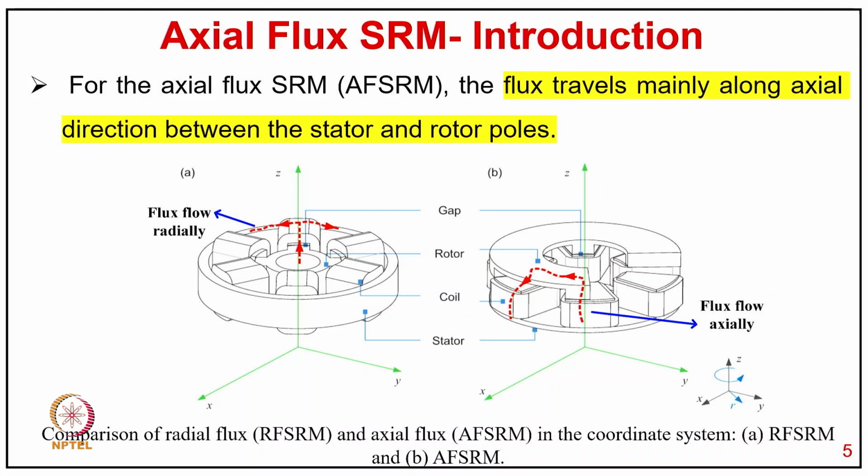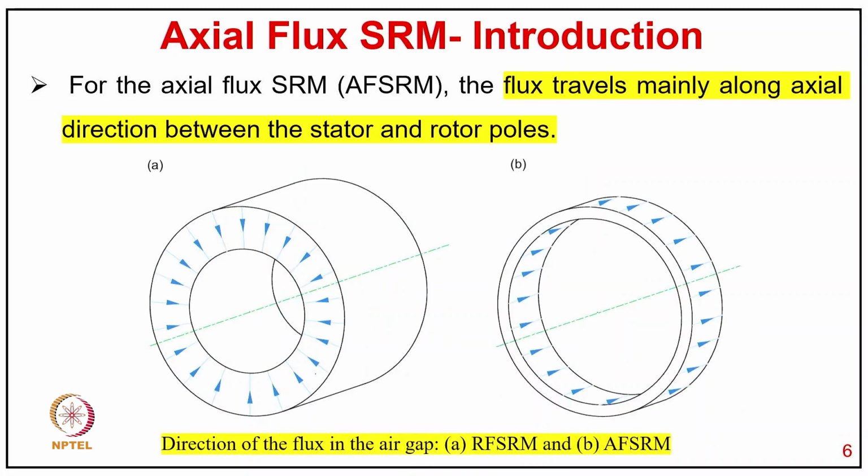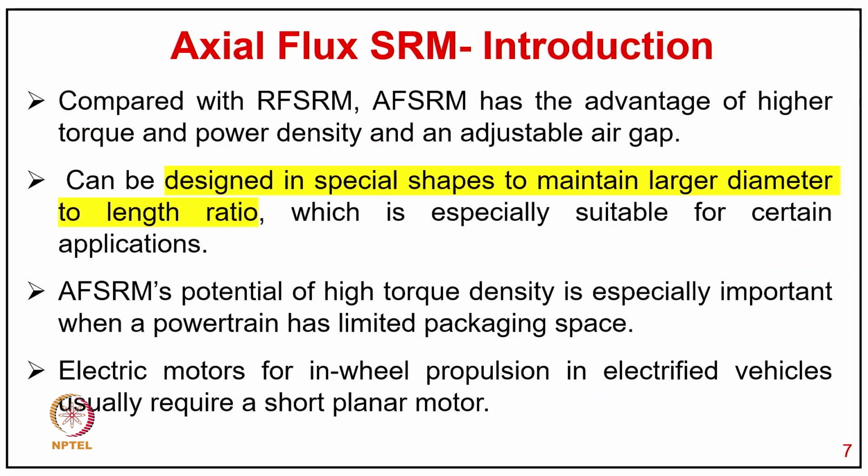The flux travels mainly along the axial direction between the stator and rotor poles, as you can see in the diagram. You can see how the flux is moving, and in the diagrams you can look at the flux directions in the air gap, and how it looks in a radial field machine and in an axial field machine.